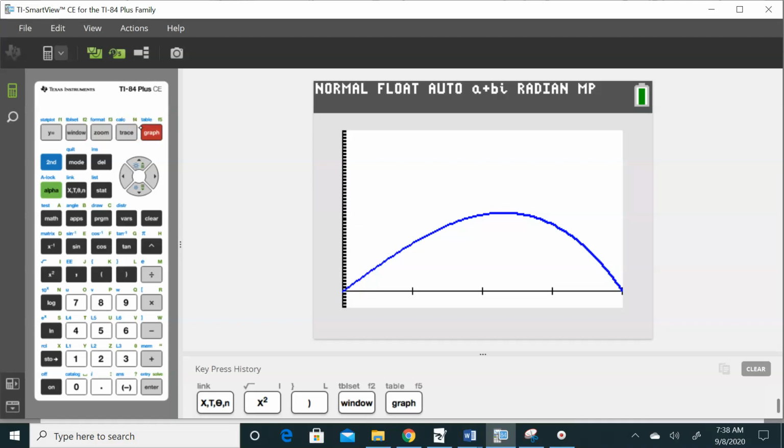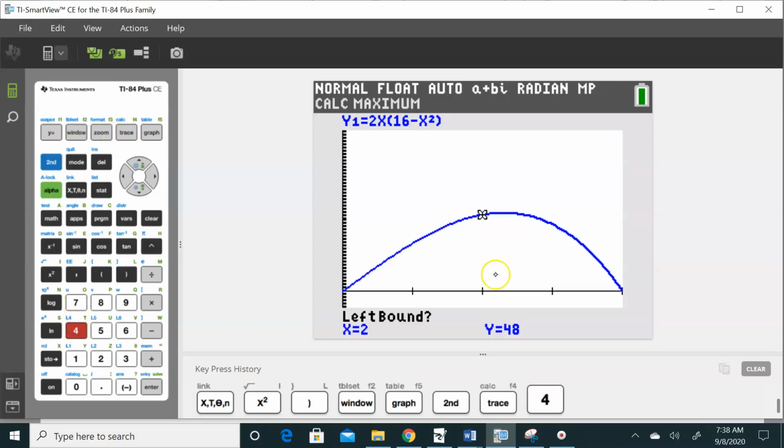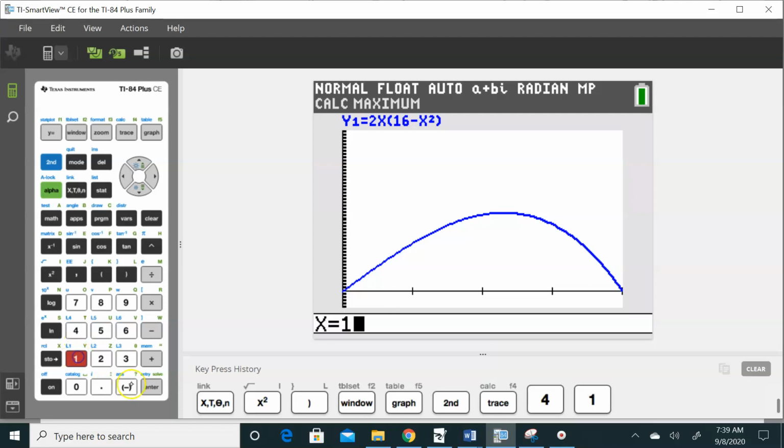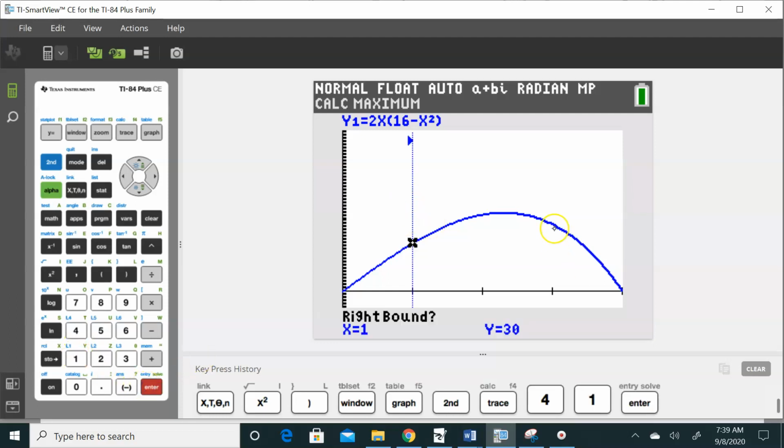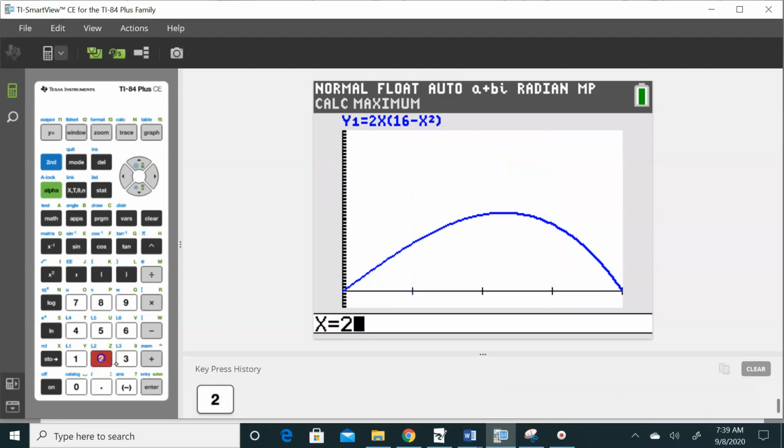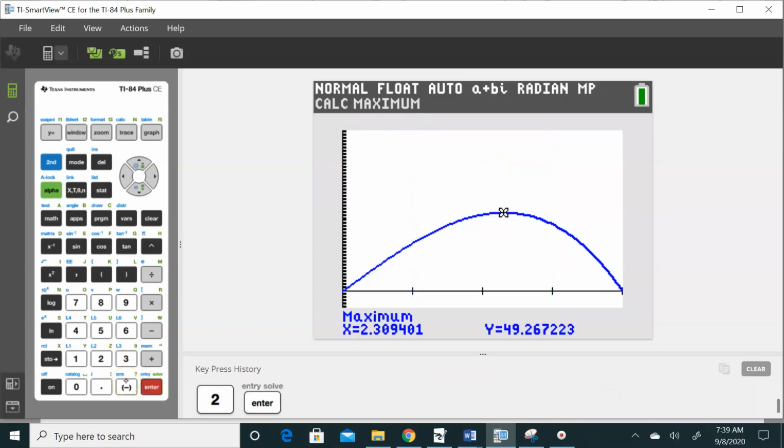You can make it small if you want, but I think this was good, so I'm going to do second trace, number 4. Looks like right here around 2 point something is where the max is. So I could use my arrows, or I could just type in 1 for the left side of the boundary, sets up a fence. I can go 3 for the right side of the boundary, sets up a fence, and for sure the max is somewhere in between those two dotted lines. I'm going to guess 2. And there we are. There is that, where that blinking X is, that is the maximum value. When X is 2.31, I have a Y, which is the area, of about 49.3.